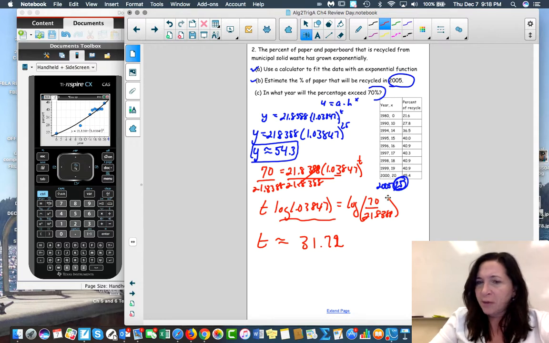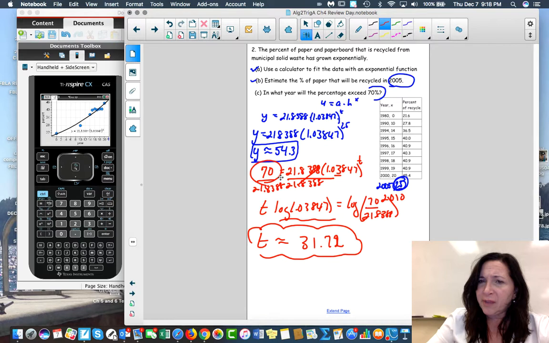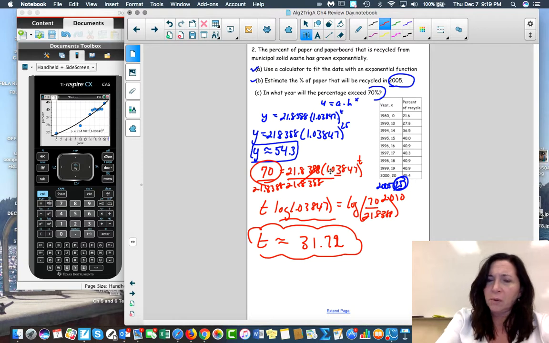So add another 31, add another 5 years, that's going to be 30. So now I'm at 2010, and then add another 1.5 years. So it's like 2011. So in 31 years, we'll have 70% of the paper recycled. So that's kind of cool.